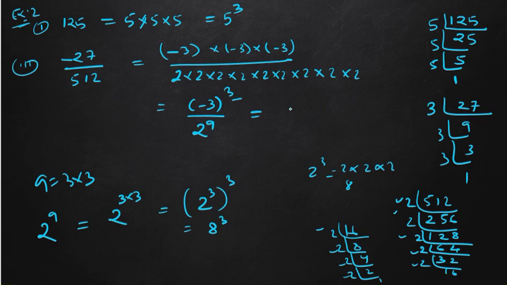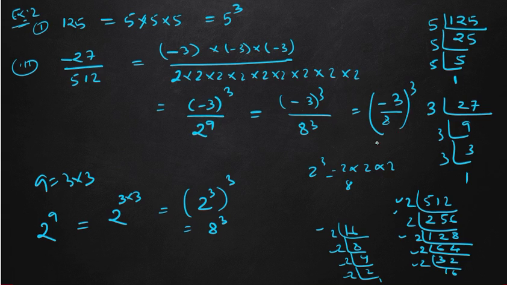So the answer will be minus 3 power 3, and 2 power 9 can be written as 8 power 3. Now the power is the same, so now we can write (minus 3 divided by 8) whole power 3. So this will be the required answer. Fine.